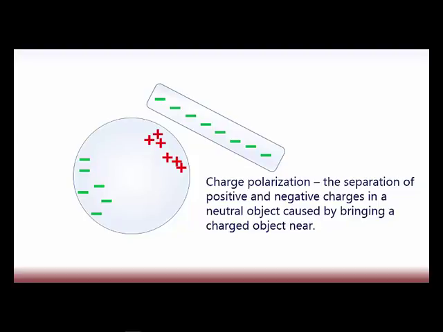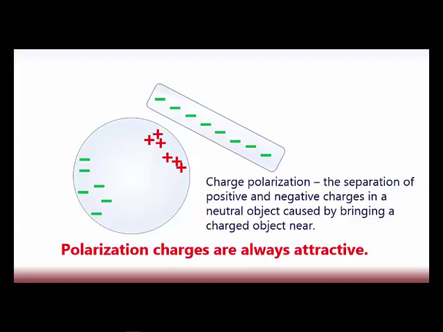In both cases, there is a slight attraction between the polarized sphere and the charged rod because of the closeness of the different charged particles. In other words, in this example, the positive charges on the sphere are attracted to the negatively charged rod. Polarization always creates an attractive force.